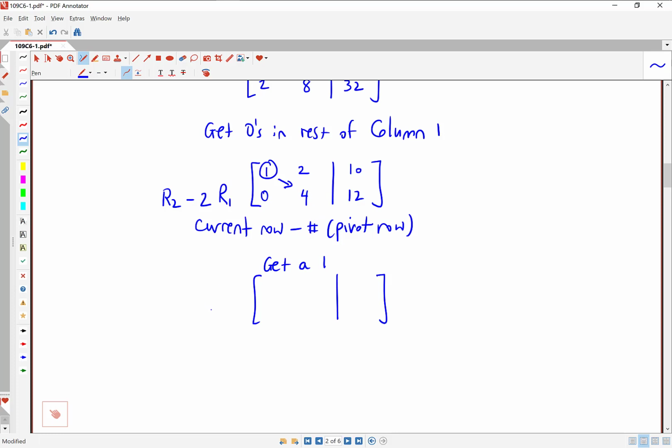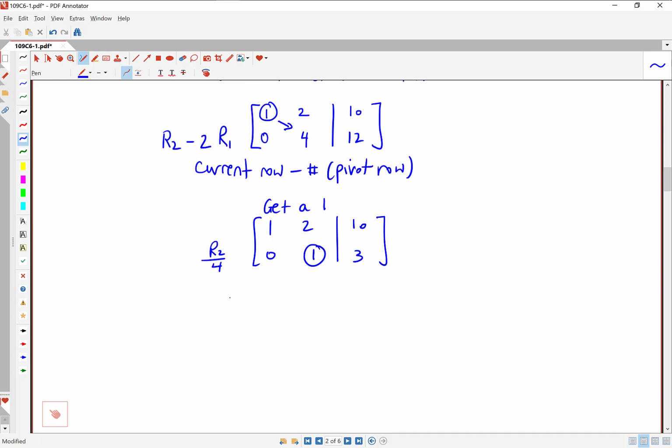And the way you get a 1 is you take that row and you divide it through by an appropriate number. So since it's a 4, we want to turn it into a 1. We'll take row 2 and divide by 4. So that's going to give us 0, 1, 3, and we can just circle that 1, or you could call it the pivot, circle the pivot. Top row can get recopied there.